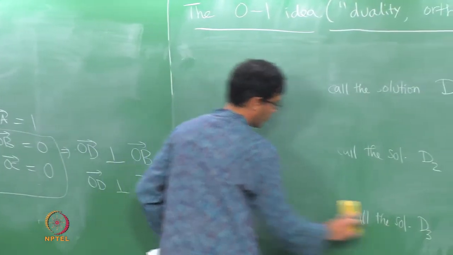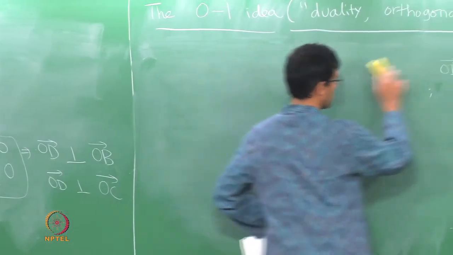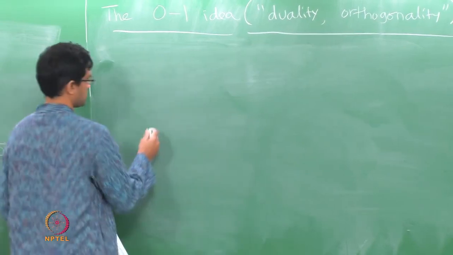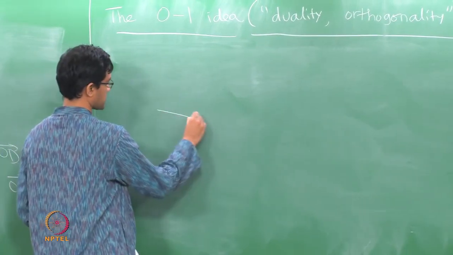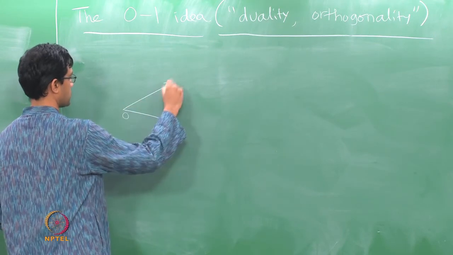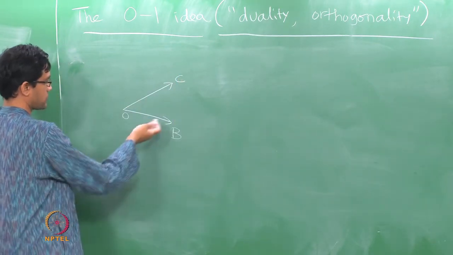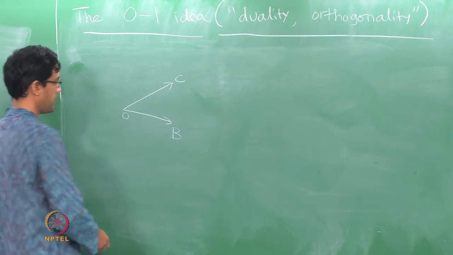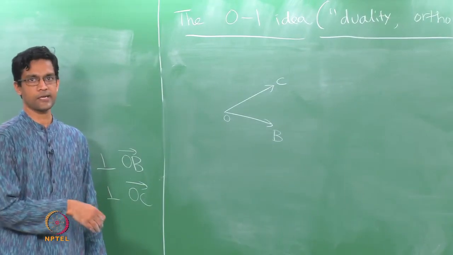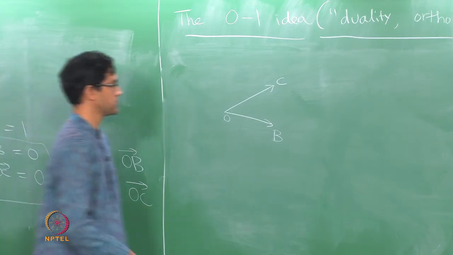And so this vector OD that we are looking for is a vector which is perpendicular to both OB and OC. Okay. So if I have two vectors, let us say OB and OC, and I am looking for a vector which is perpendicular to both of them, then this vector is given by, well, the easiest way to get it is by what is called the cross product of these vectors.